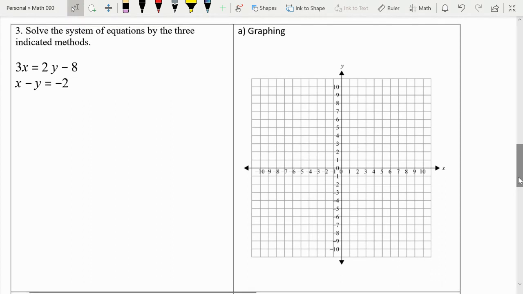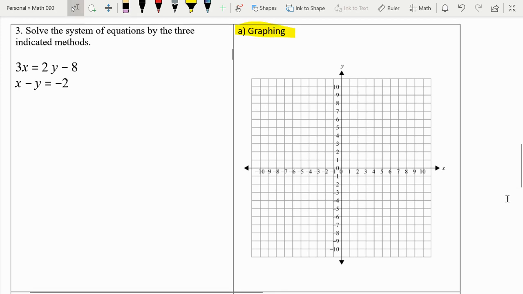All right, last one here. So we solve this system here 3 different ways. And when we do it 3 different ways, the answer better be the same every single time. All right, so one time we're going to do it by graphing.